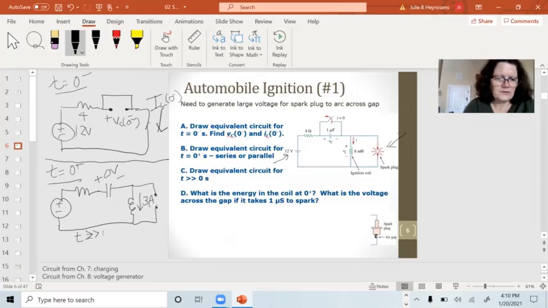If T is much greater than 0, then basically what I have is the 12 volt source. I have the resistor. The capacitor goes back to being open, and the inductor goes back to being a short. And I don't know what the air gap's doing. Now, we want to see what's going on here.